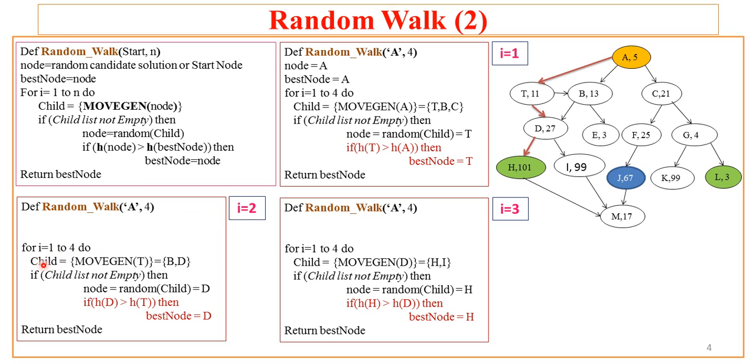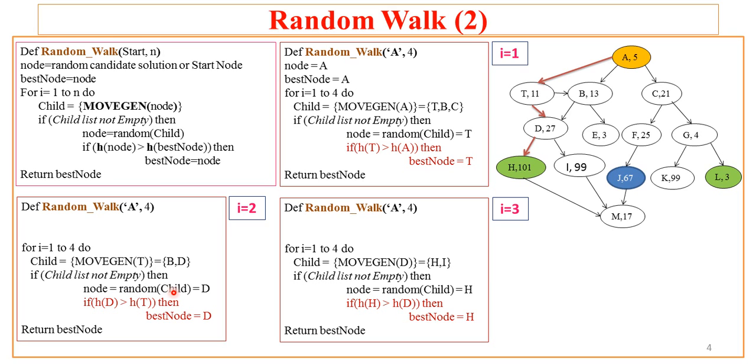Now when I is 2, that is the second iteration of the for loop, again MOVEGEN is called for the current node, which is nothing but T, which was set in the earlier iteration, that is I equal to 1. Now here MOVEGEN will take node T and extract the child nodes of this T. Now in this graph, let us focus here where I am pointing now. So T has 2 children B and D, with heuristic values 13 and 27. So that is written over here. Now child is not empty because child has 2 nodes B and D. So this condition is true.